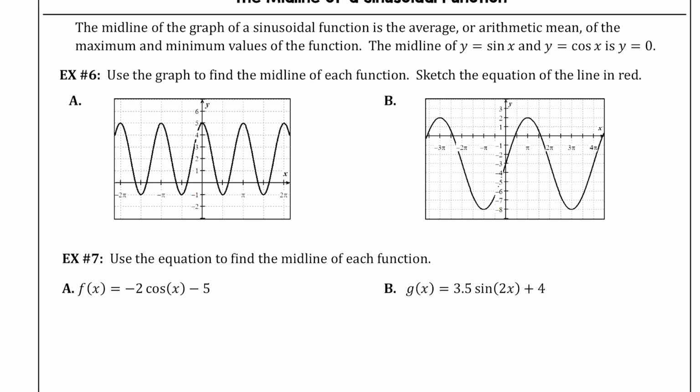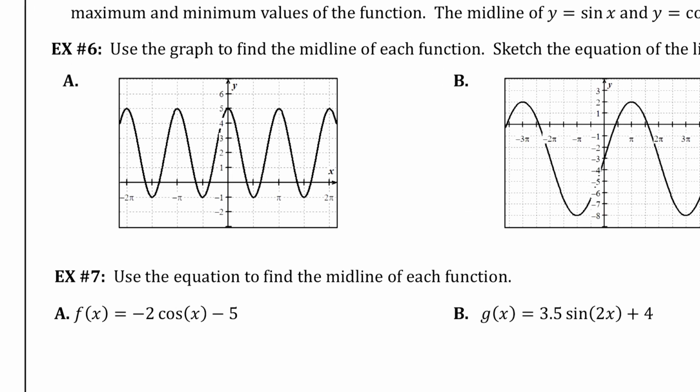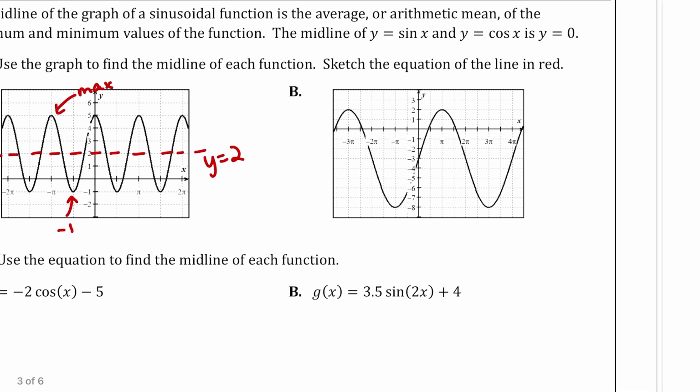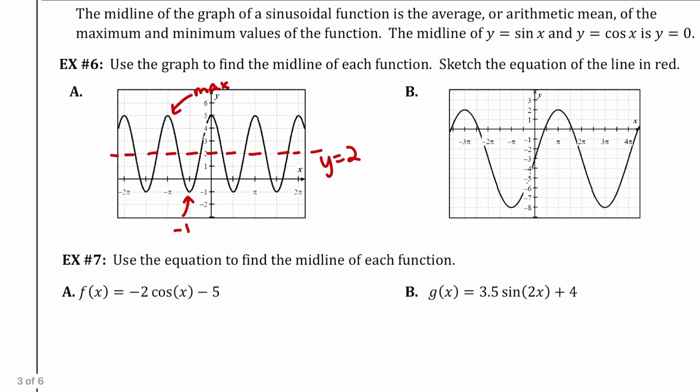Midline is just going to be the physical midpoint between our maximum and minimum values. So in this case, if our maximum is 5 and our minimum is -1, our midpoint is going to be that point directly in the middle, which is 2. So that's y equals 2. And I mean, that's it. That's the answer for that. And it says sketch the equation of the line in red, which I did.